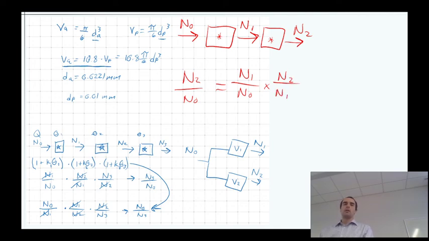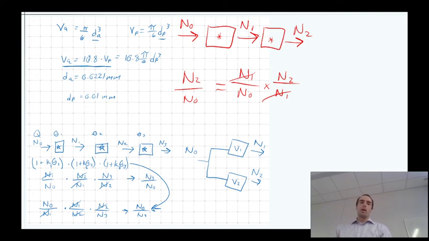So rather than try to make sense of all of them together, we can break it apart into pieces. We're going to do this reactor, relate that to this other reactor, and then we notice the N1s will cancel, and we'll be left with N2 over N0. By simply multiplying the two mass balance equations together, the mass balance for this one and the mass balance for this one, because they're connected by that N1 in between, that actually simplifies the problem.